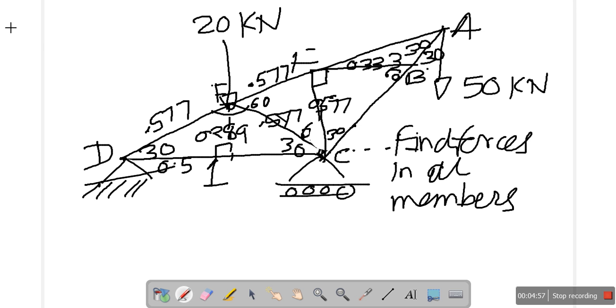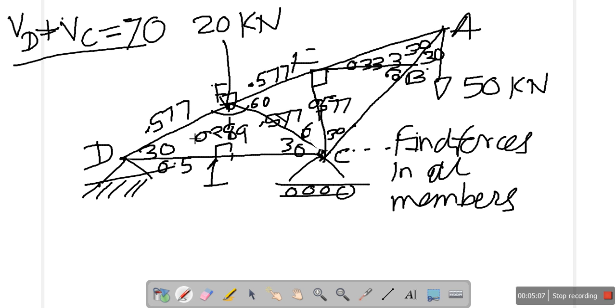So let me write over here VD plus VC will be equal to 70 kilonewton. Now we can take moments about D or moments about C, and you can get the value of any one of the two reactions. So let me take moments about D. There will be how many forces? One will be 20, other will be 50, and the last will be reaction VC over here.